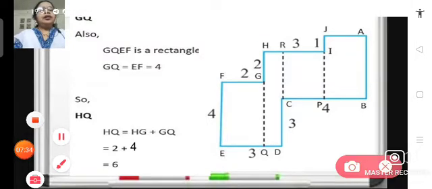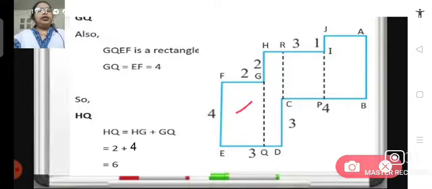So in the rectangle GQEF, we know GQ is equal to EF, isn't it? This side and this side are equal. So GQ will be equal to 4 centimeters. Alright. So what will be HQ?